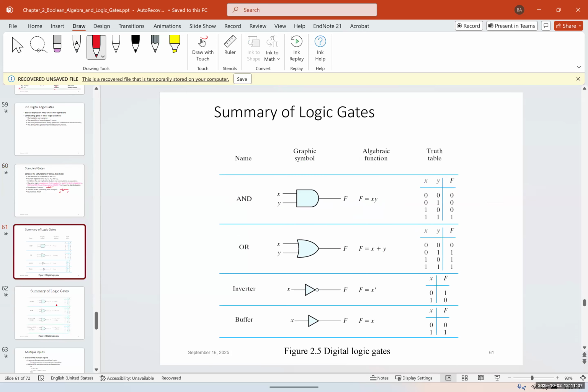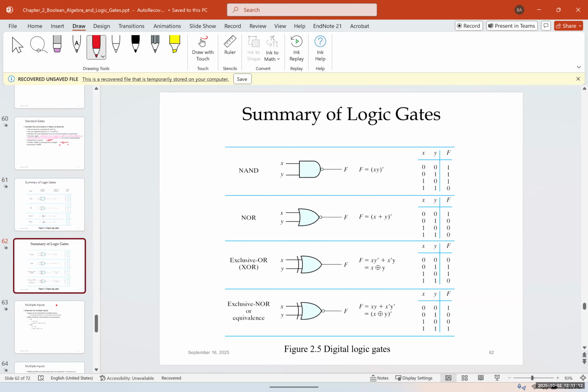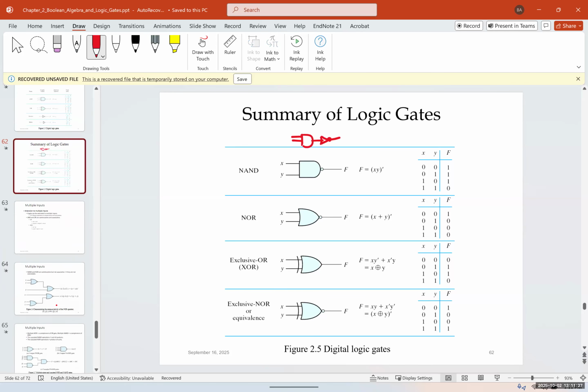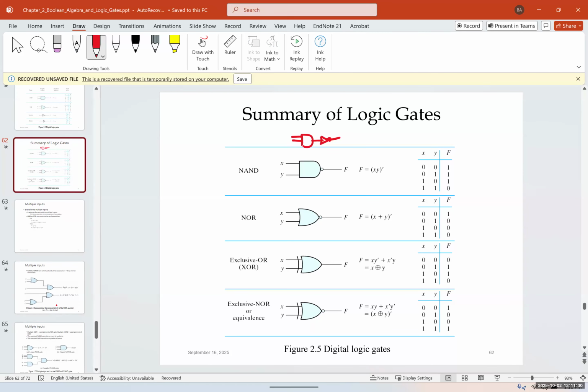The summary of logic gates, you're already familiar. We have the AND, OR, NOT, and buffer. And we have the NAND and NOR, where NAND is basically an AND gate plus a NOT gate. Same thing for the NOR gate and so on. And we have the XOR and the XNOR gates. But these that we studied and you see in these tables are for 2 input, single output. And by the way, all these gates are single output, but these are for 2 input gates.